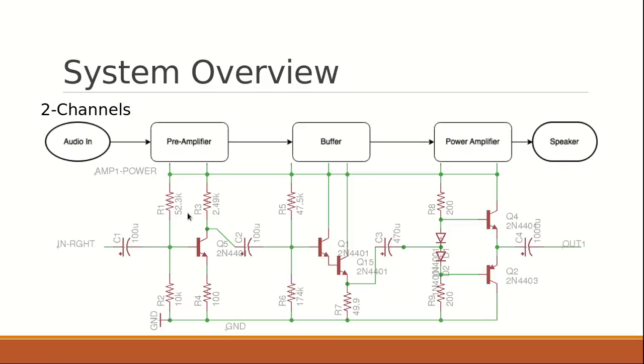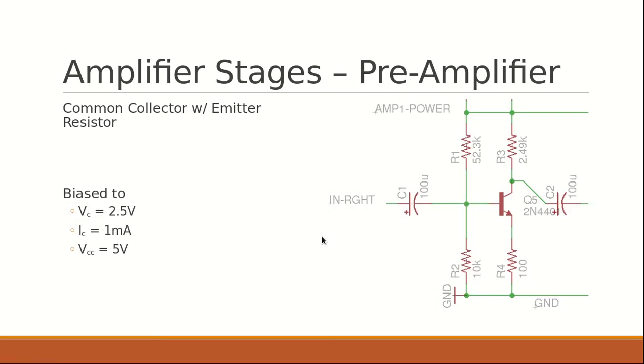And so here's what the circuit looks like. We have the preamp, buffer, and power amplifier. The preamplifier is a common collector with emitter resistor, as well as these R1, R2s. It's biased to 2.5 volts at the output, so this node here, right before the capacitor, at 0 volts AC, should be at 2.5 volts DC, and so that gives it a max up-down swing of 2.5 volts to the top and bottom, because it's between 5 and 0 volts.